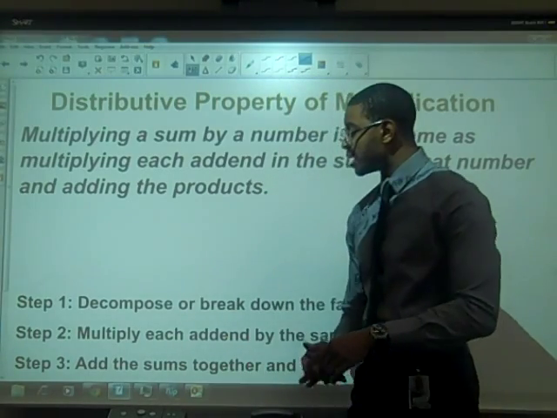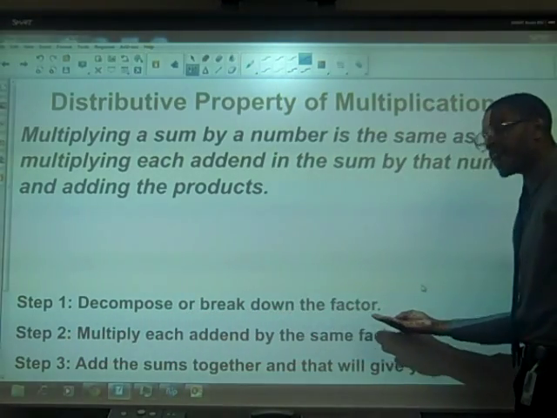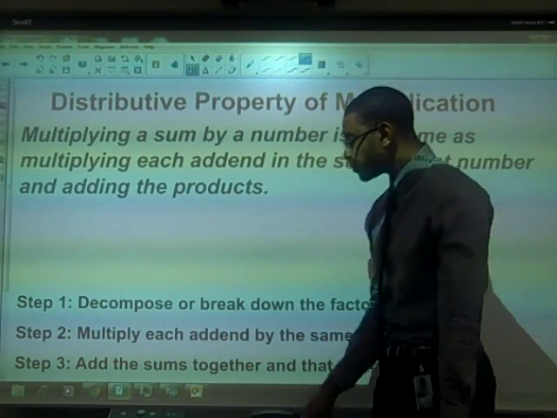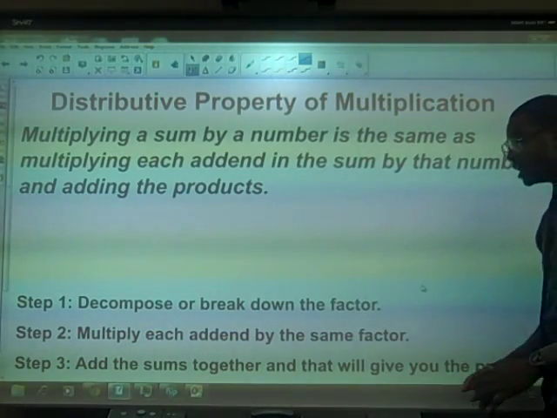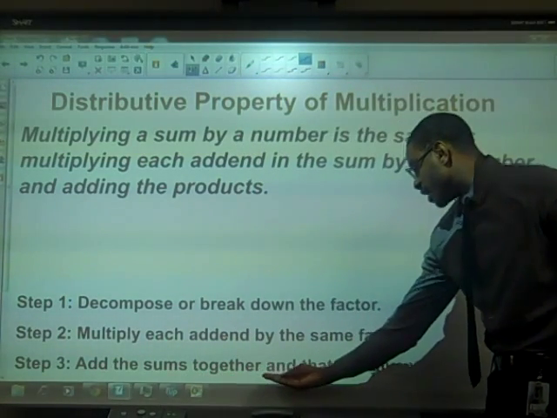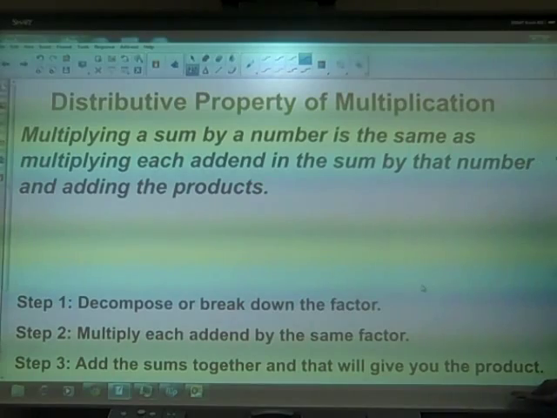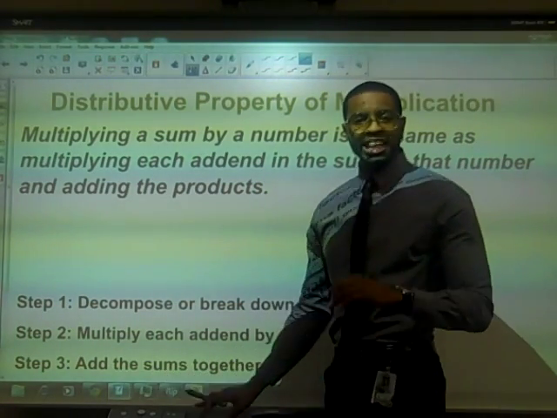So here are the 3 steps. Step 1, decompose or break down the factor. Step 2, multiply each addend by the same factor. Step 3, add the sums together, and that will give you the product. Now let's see what these 3 steps look like in action.